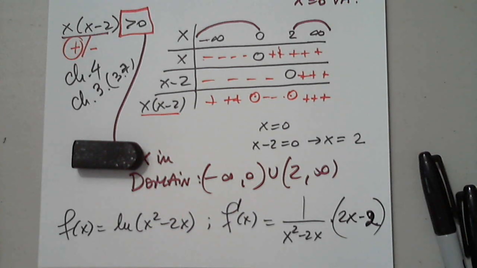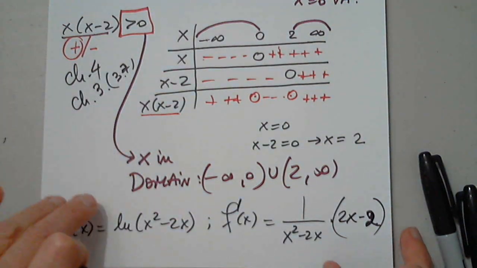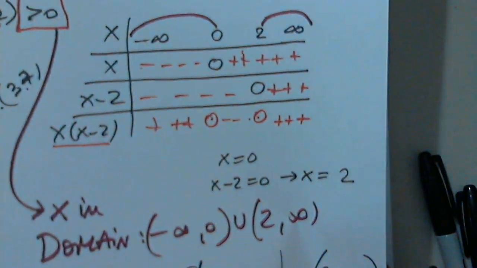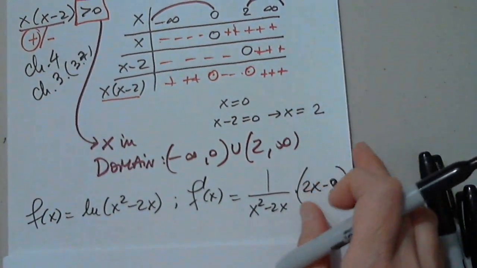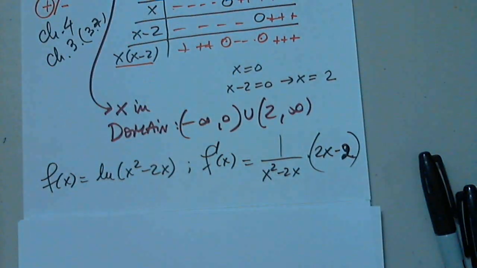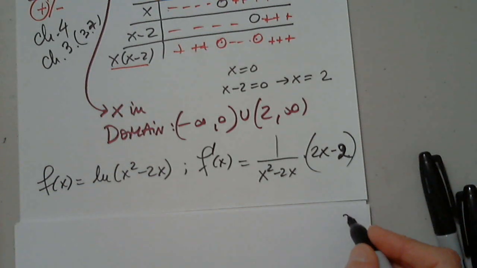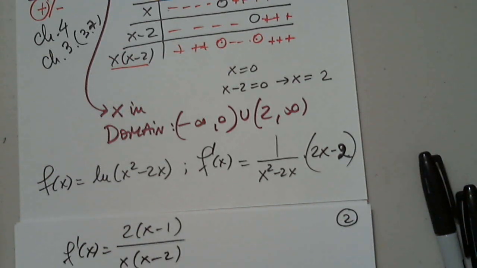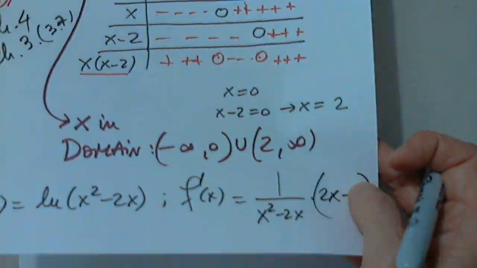You don't have to do anything else, unless we can simplify it a little bit. Let's see if we can. Am I still centered here? Okay. So page 2. So then f prime of x equals, I factor out a 2 and I get x minus 1, and I factor out an x and I get x minus 2. So there is nothing I can do here. This is it.